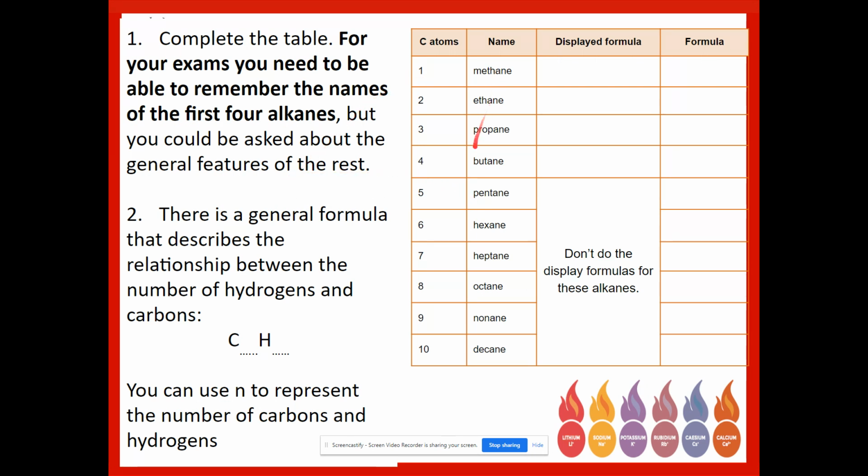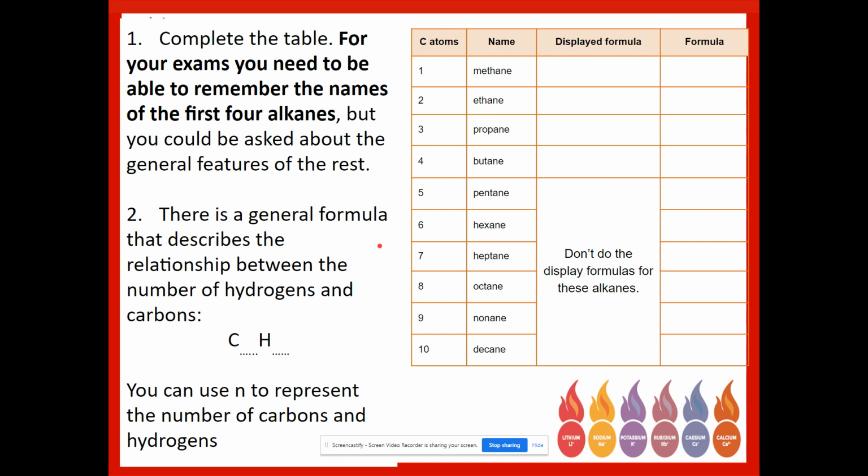Now, you only really need to know the names of the first 4. I would say make sure that you're familiar with the names of the first 10. The first 4 are the more difficult; 5, 6, 7, 8, 9, and 10 are based on shapes that you've done in maths, so you should find that easy. There is a general formula that describes the relationships.